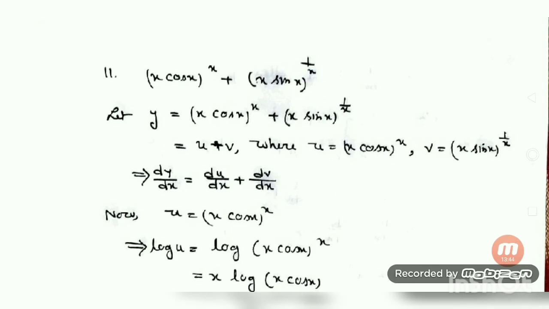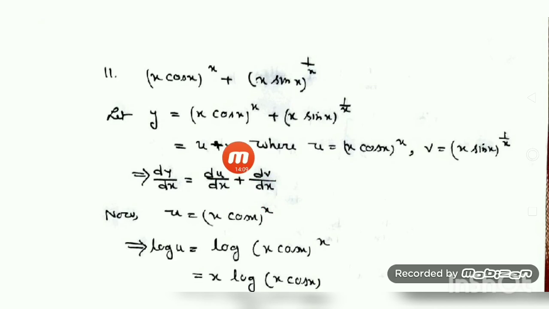Your question number 11 is (x cos x)^x + (x sin x)^(1/x). It's a very lengthy question. First, name the function as y. After this, we name the two parts as u and v, which I have written here. Take the derivative: dy/dx = du/dx + dv/dx. Now our aim is to get the values of du/dx and dv/dx.